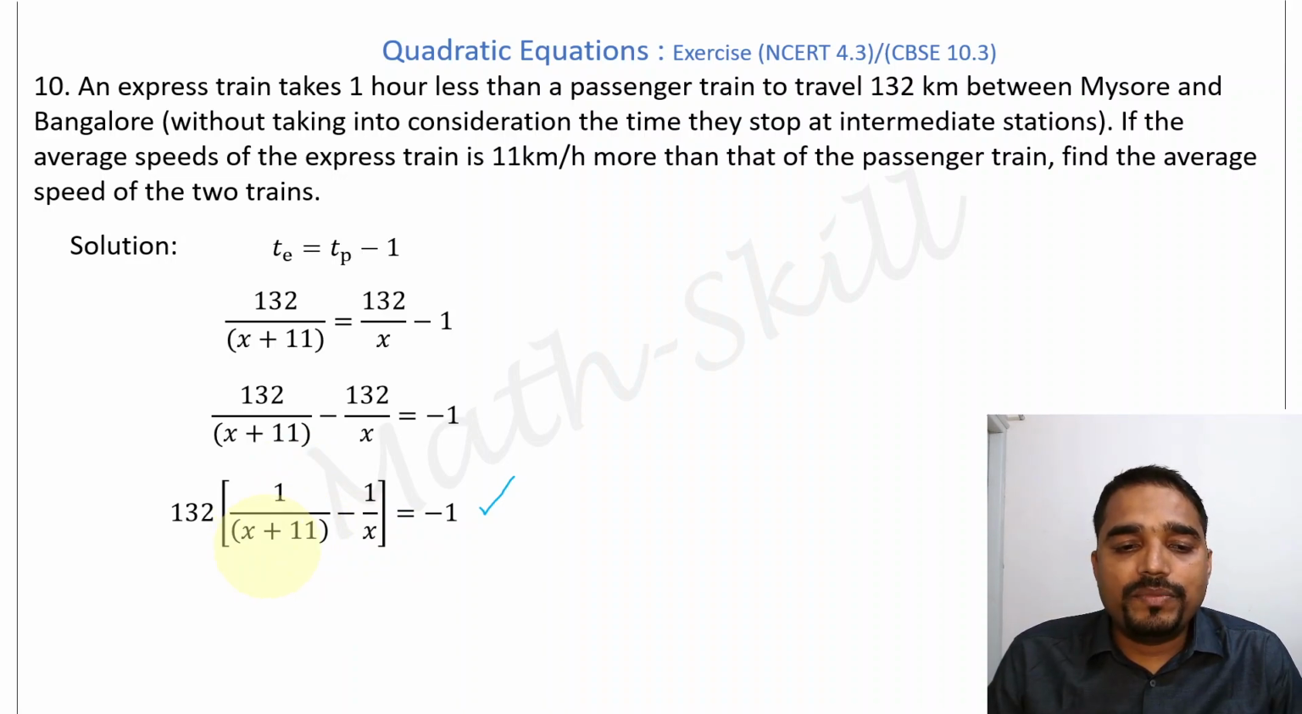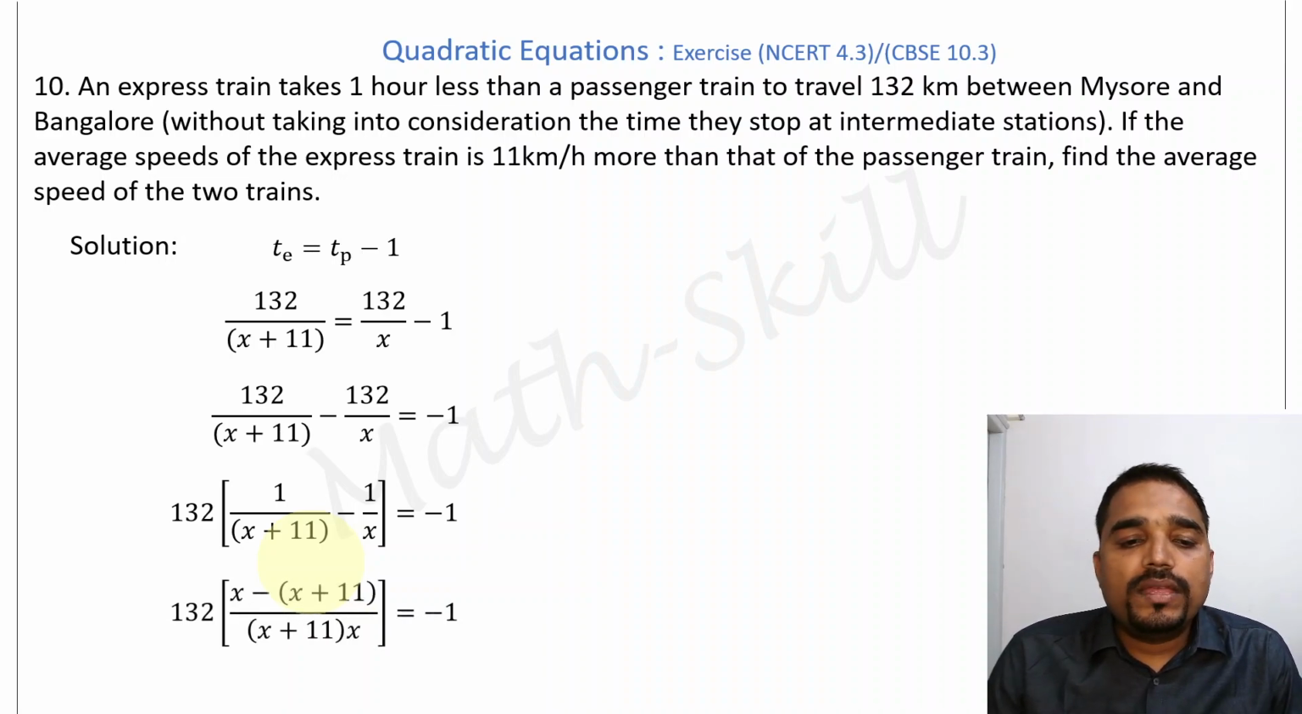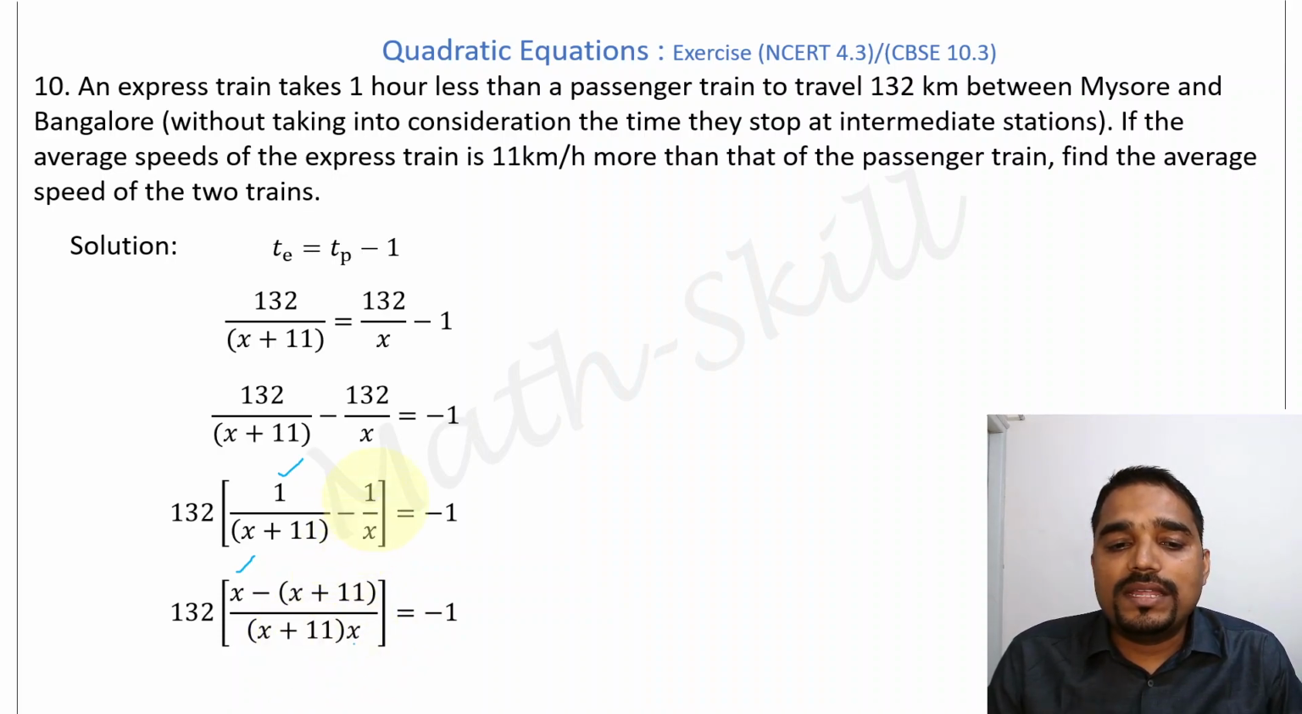Now let us take LCM. Since it is a variable x, let us multiply both the terms in the denominator to find the LCM. That is, we would be getting 132 into, in the denominator, x plus 11 multiplied by x. Now to find the LCM, this x plus 11 gets cancelled to the term here, so we would be left with x. So x multiplied by 1 is x, that is the first term. Similarly, x gets cancelled to x here in the denominator, we would be left with x plus 11. x plus 11 multiplied by 1 is x plus 11, is equal to minus 1.